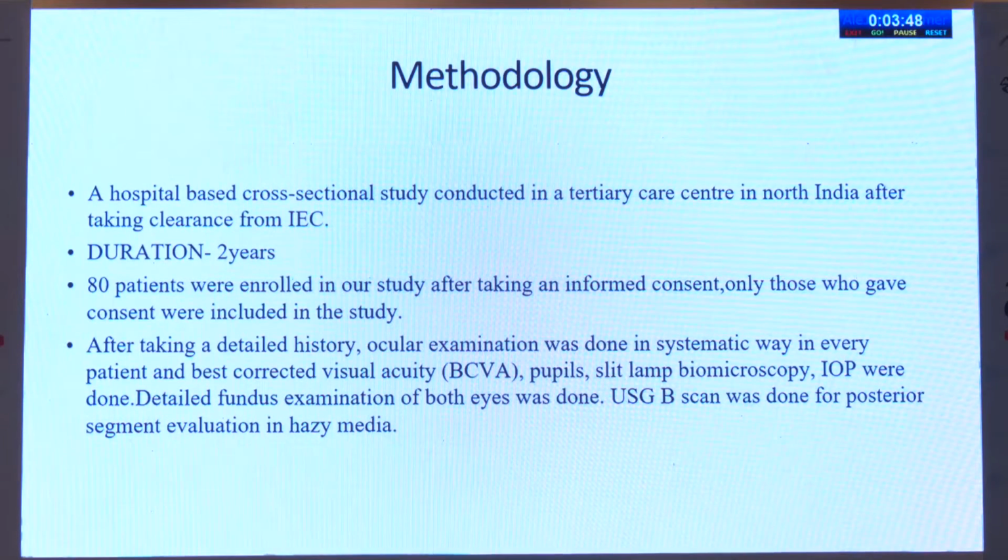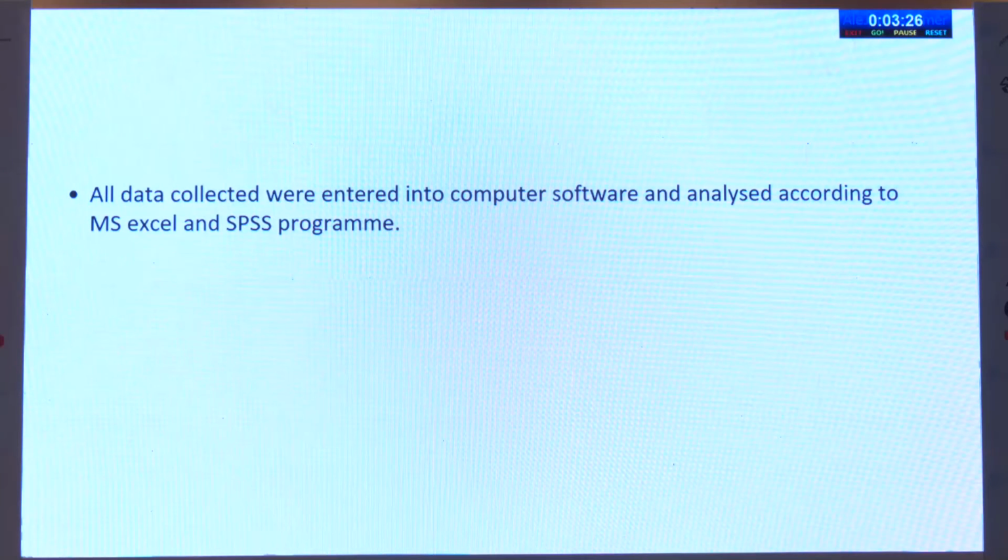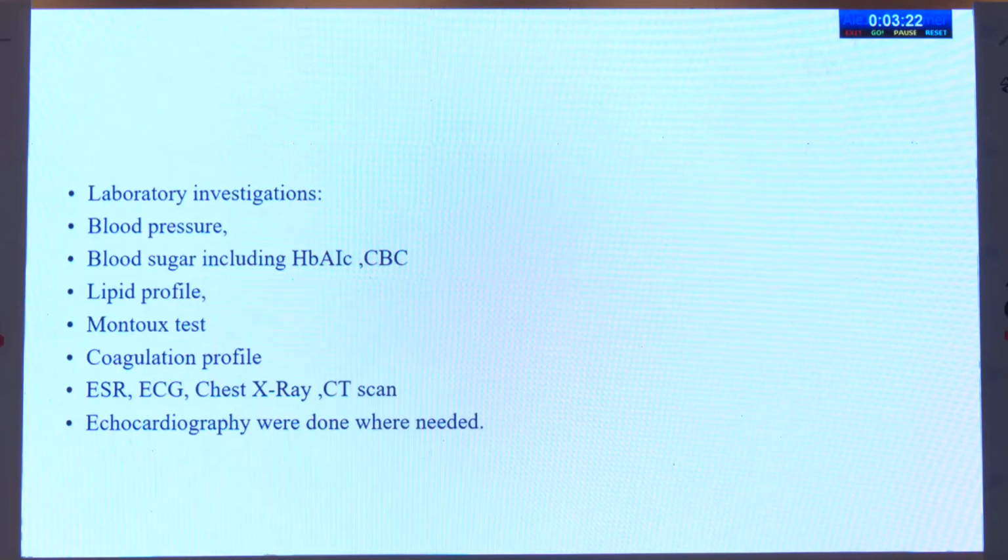Only those who gave consent were included in the study. After taking a detailed history, ocular examination was done in a systematic way in every patient, and best corrected visual acuity, pupil, slit lamp biomicroscopy, and IOP were done. Detailed fundus examination of both eyes was done, and USG B scan was done for posterior segment evaluation in hazy media. All data collected were entered into computer software and analyzed accordingly.